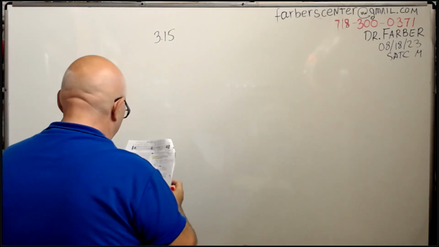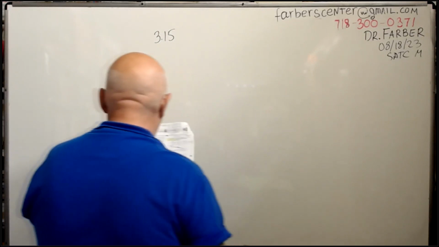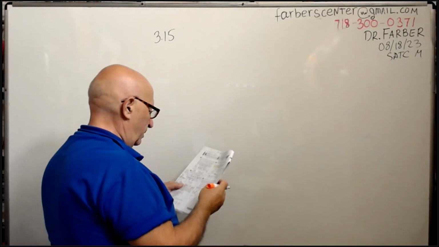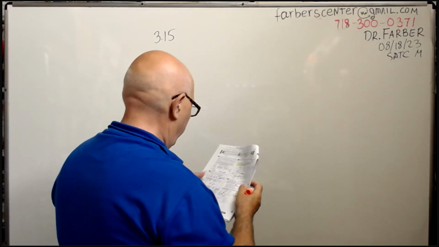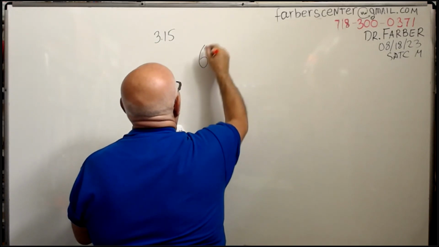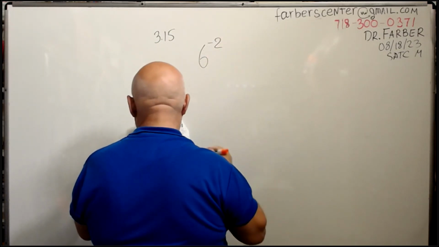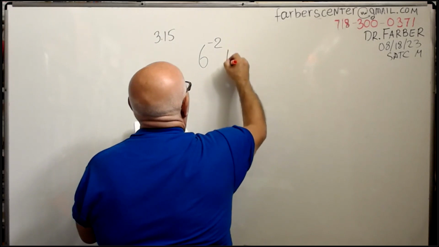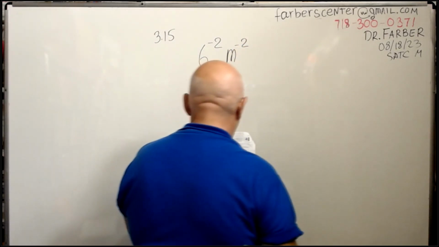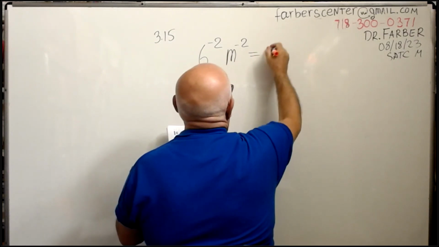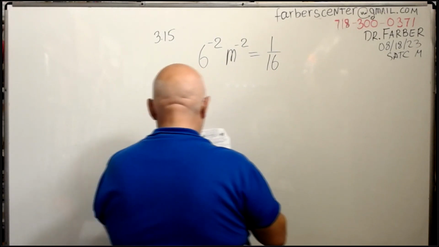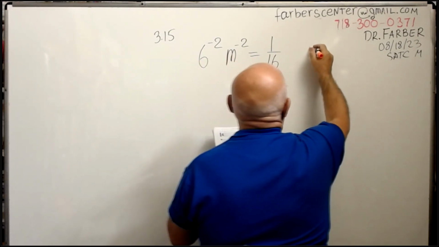What we have here? Check again. Sometimes it's not the newest copy here. Sometimes I make mistakes here, but I believe this is 6 to the power negative 2 times m to the power negative 2 equals 1 over 16. And they ask you to find m.